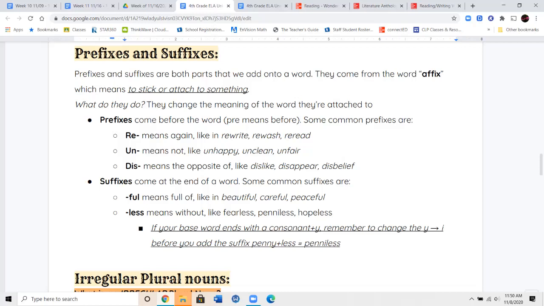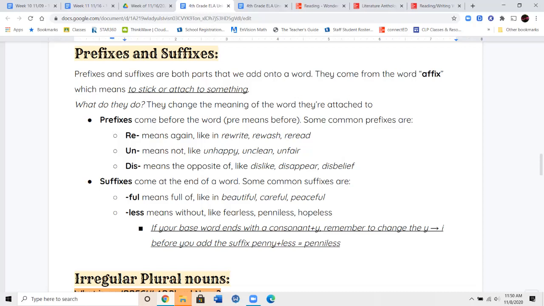Well, we add prefixes and suffixes to our words to change the meaning of the word, to give it a new and unique and different meaning. So prefixes come before the word, because the word prefix has a prefix in it. Pre means before. So we are fixing something onto the word, or we're attaching something before the word. So a prefix comes before the word, and a suffix comes after or at the end of the word.